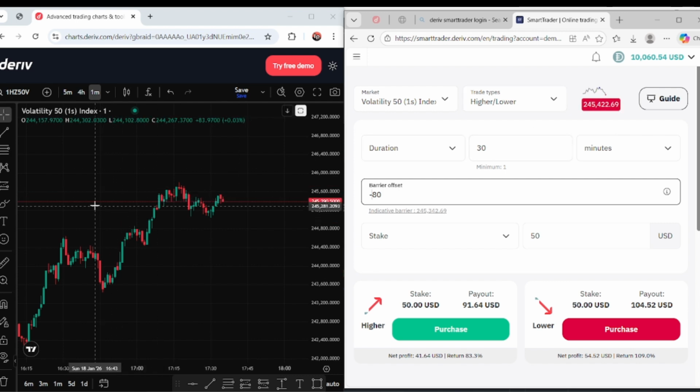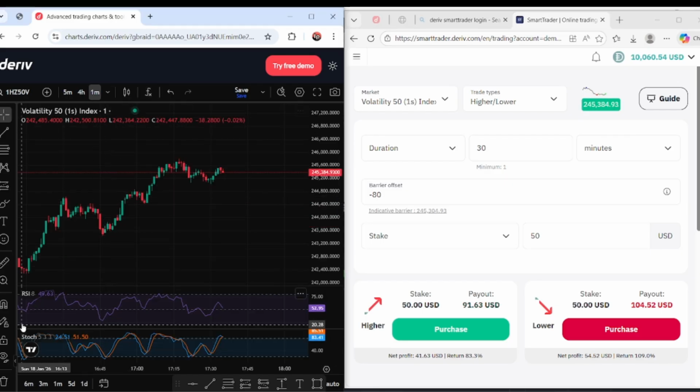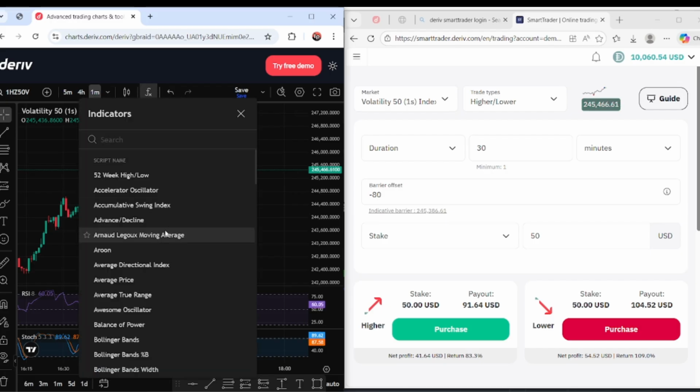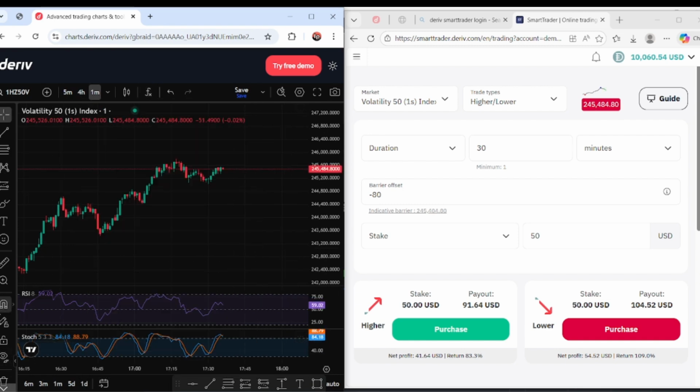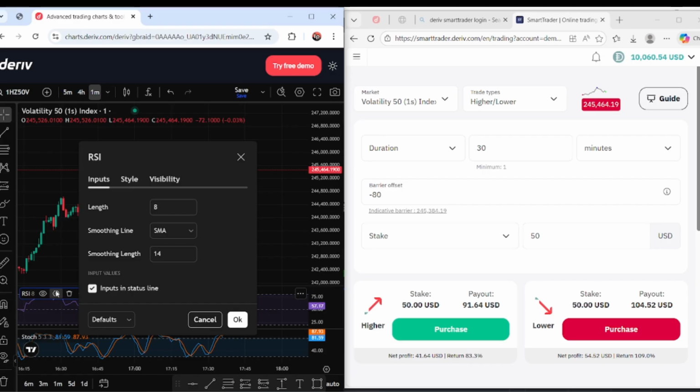For you to set up your Deriv MT5, all you need to do is go to your indicator side, where I have already set my indicators. For indicators, all you need is two: your Relative Strength Index and also your Stochastic. For the Relative Strength Index, when you go to the icon bar here, you search for Relative Strength Index, and you will see it around this point. Once you add it, go to the settings and make sure that your inputs are 8 and 14.